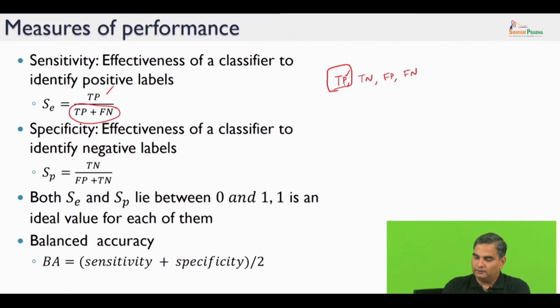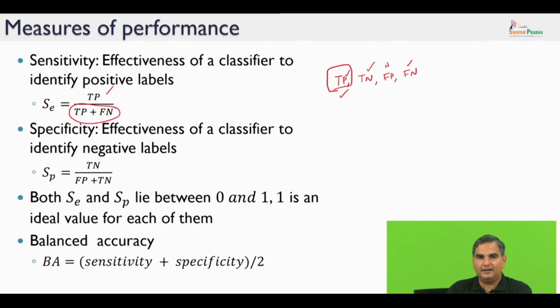So, this is a positive label. The actual condition is also true here, because this is negative and true. Here the prediction is positive, but the actual condition is false. So, this is also a negative label. Here the prediction is negative, but that is wrong. So, the actual condition is positive. So, if you want the total number of positive labels in the data, that will be TP plus FN. If you divide TP by TP plus FN, then you get what is called sensitivity.